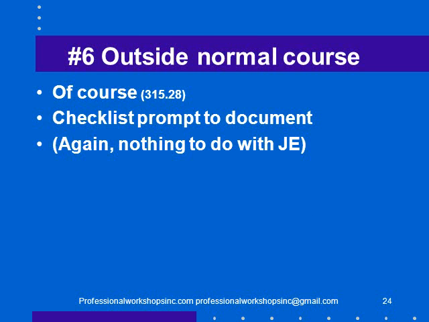Sixth piece of advice is if the journal entry is outside the normal course of business. Well, of course, and 315 tells us that anything that's outside the normal course of business is a factor that one should consider when thinking of risk of material misstatement. So not a bad idea to prompt in a checklist to think about things that we see that are outside the normal course of business. But again, that has nothing to do with a journal entry. That has to do with being outside the normal course of business.